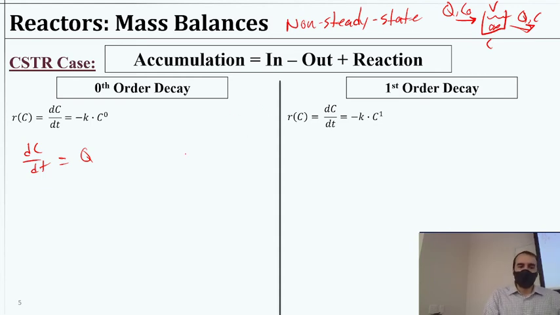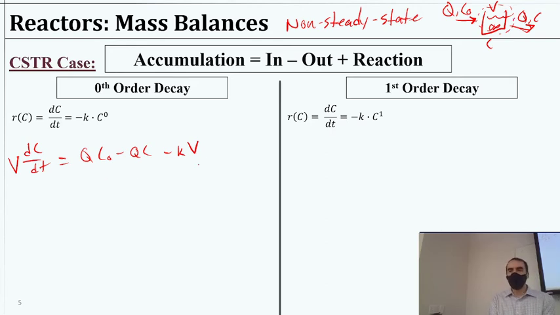So the dC/dt would be equal to Q C naught minus Q C. Then we have the reaction term, and this is a zero order decay, so we have minus K times some volume. Okay? And if you check me on the units here, you'll notice dC/dt is a concentration per time, but we need it in mass per time. So we actually have to include the volume, right? Our control volume is basically that reactor.